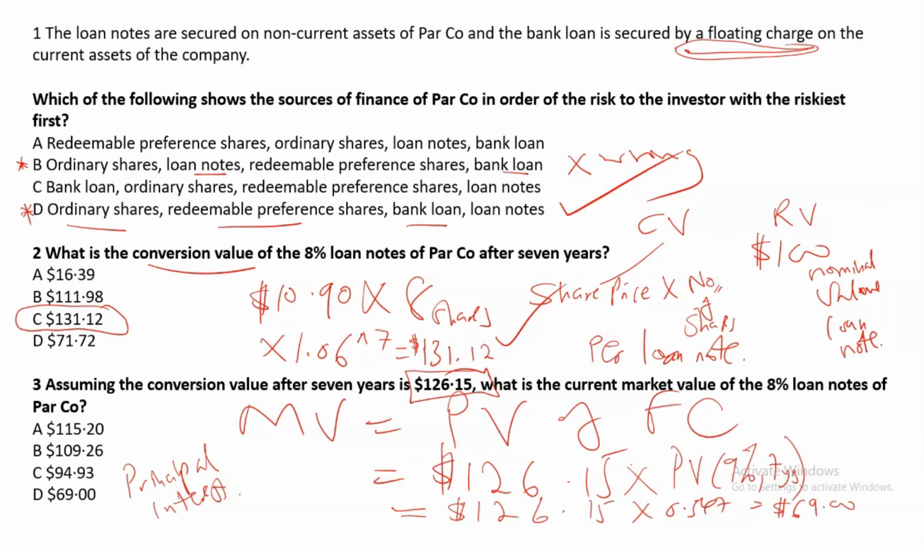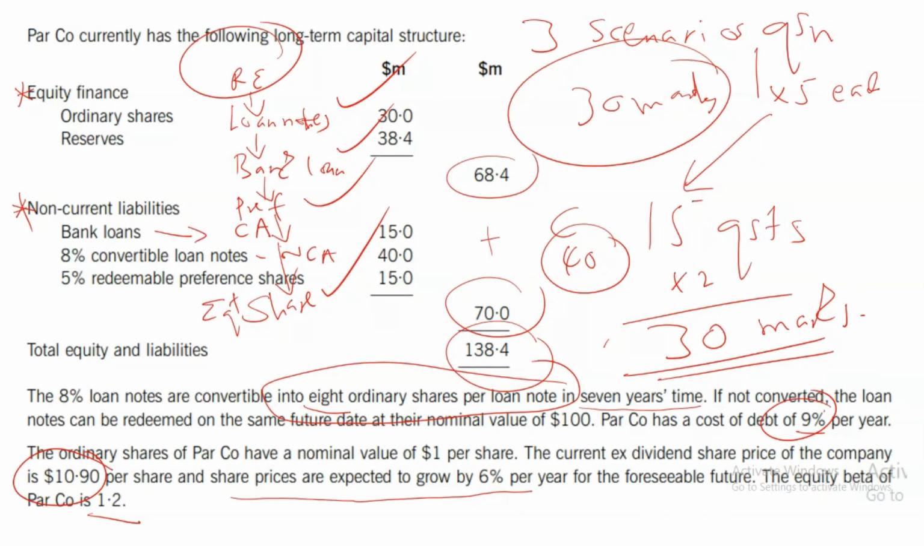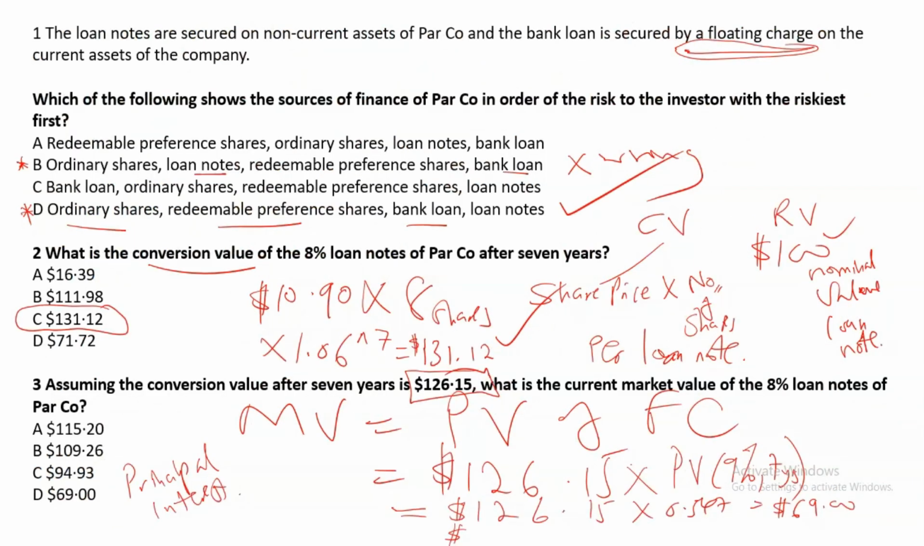What about the interest? So we need also to consider the interest. Remember, the interest is based on the nominal value of the bond, the nominal value of the loan note. And the nominal value was $100. We are told that these loan notes attract 8% interest. So 8% multiplied by 100 comes to $8. So the interest every year is $8 multiplied by the discount factor, which is the annuity factor, 9%, 7 years.